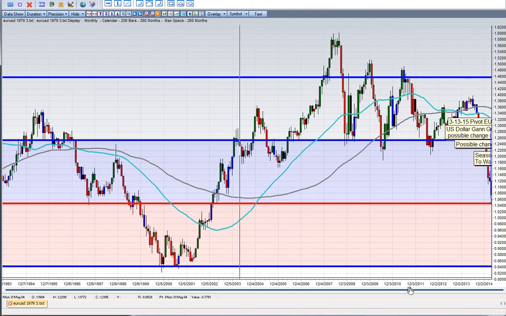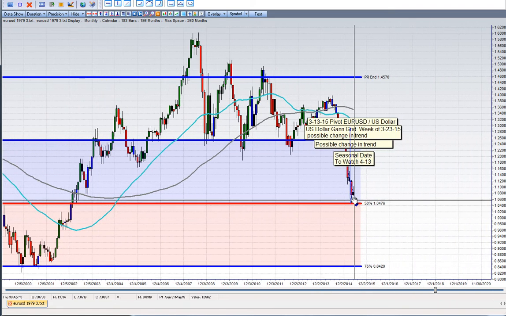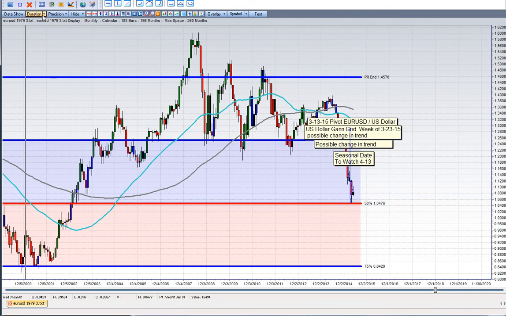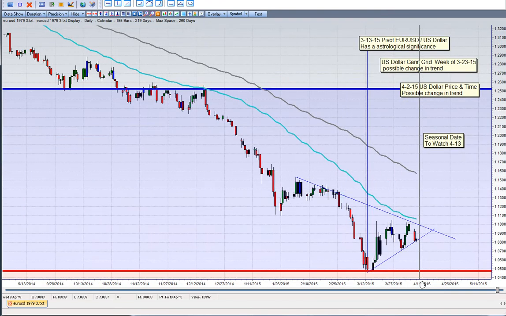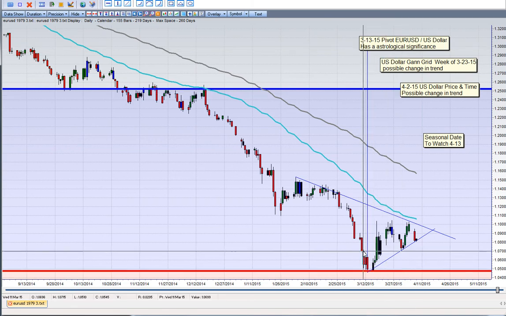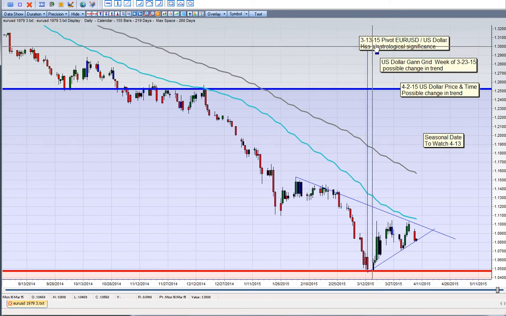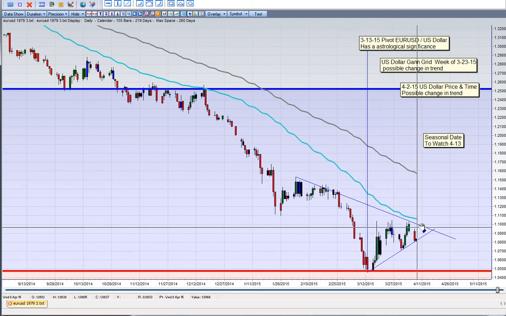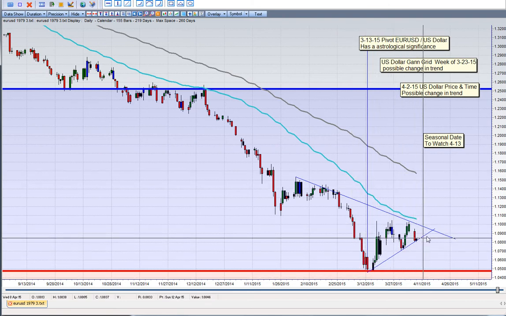We keep going, and this is where we are, right here. 50% level. Gann said, always watch the 50% level. So now we go into the daily, that's where we are. So you have a level that seems to be a bottom on the euro, the 50% level. You've got astrological significance of the 13th. And you're creating a wedge. It's going to be very interesting.